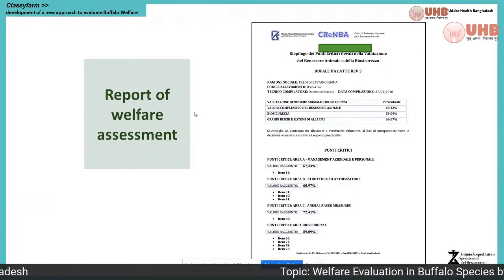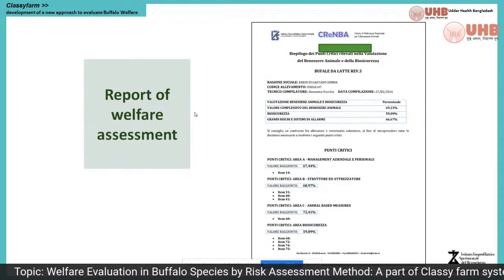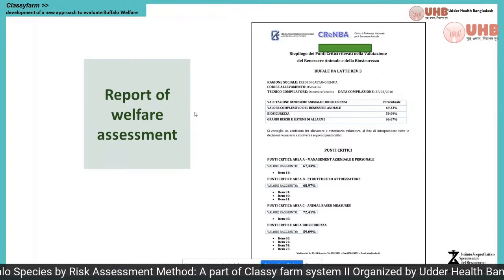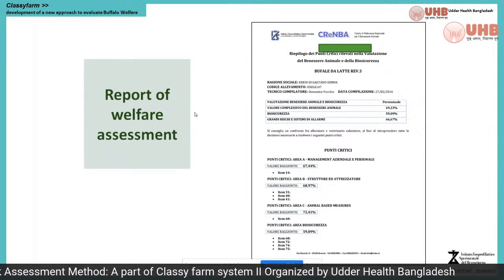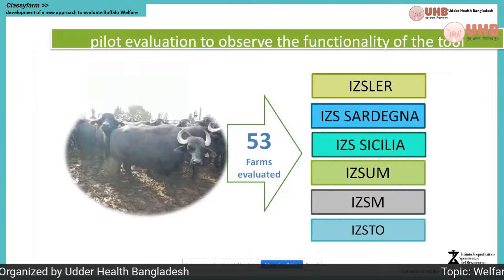This is an aspect of the report. Furthermore, the report shows the critical points that are eventually present for each item of the macro area. With this system, the technician and the breeder can locate the critical points and try to realize the improvement.